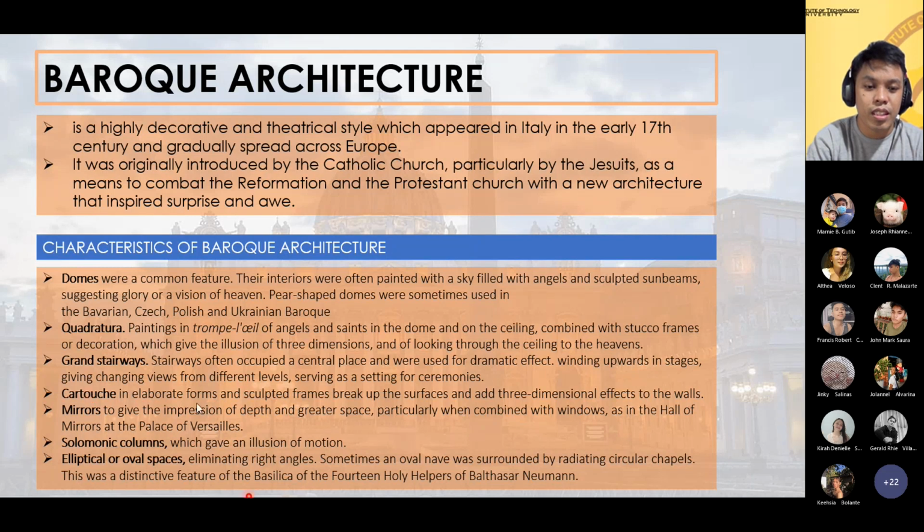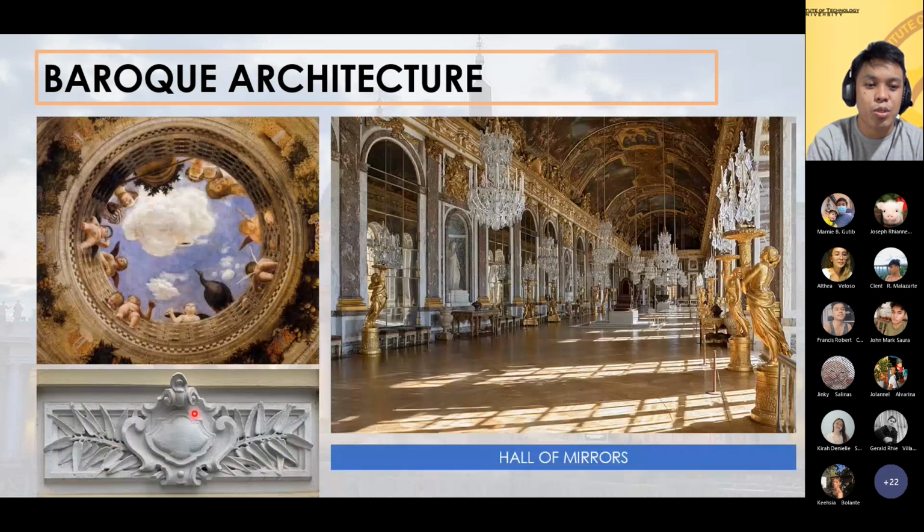Cartouche is actually this one. So this is the cartouche. It's an ornament usually above a door, above a window. This was added during the Baroque architecture. So in Renaissance architecture, the ornaments are quite minimized. Mostly the ornaments that we have are those cornices, moldings, but they don't have this kind of ornaments as in the Baroque architecture.